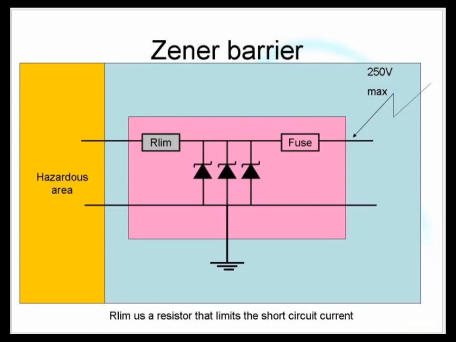As you can see, this circuit shows 3 Zener diodes. Does anybody have any idea why there are 3 Zener diodes? I should say that any one of them would do the job. Why are there 3 of them?